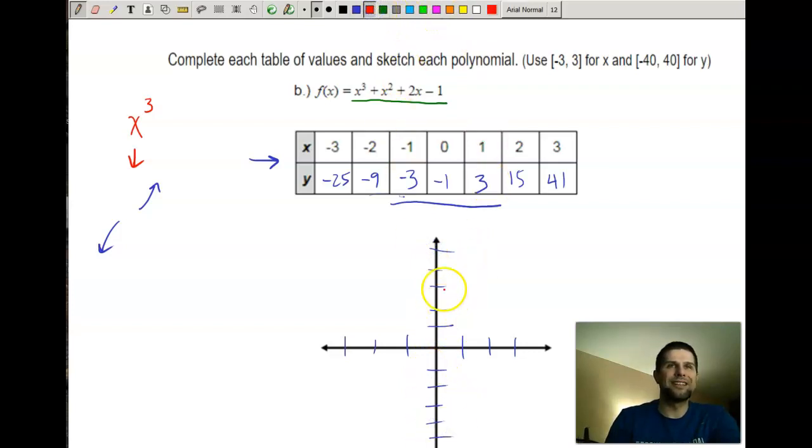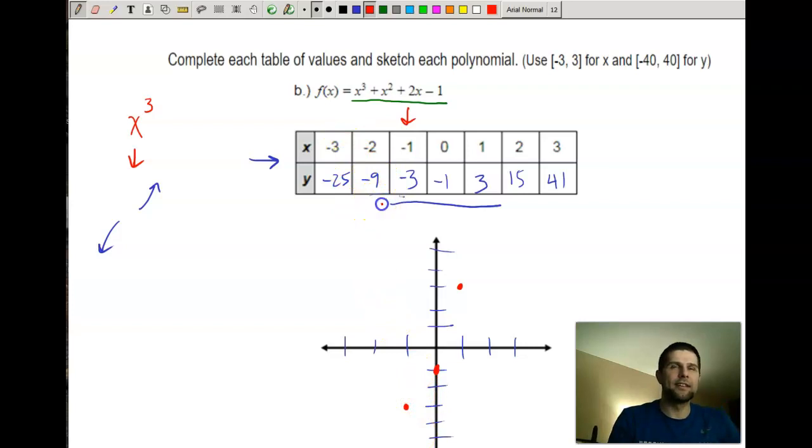So 0 goes to -1. So I'm going to plot that point. And then if I plug in x equals 1, I get 3. So that's going to be up here. And then let's go over here now. Oops, screwed up on that. -1 goes to -3. -1 goes down here, right?